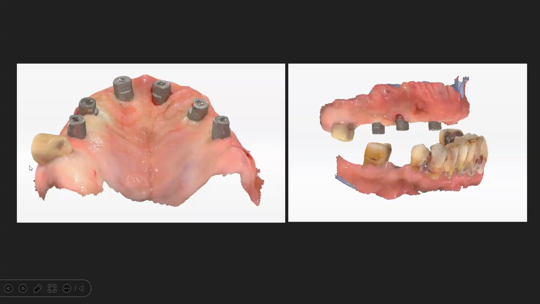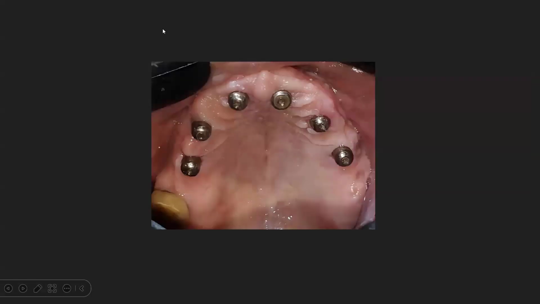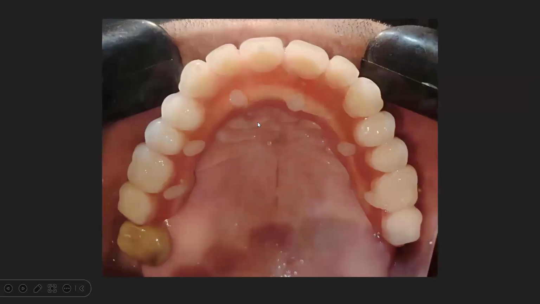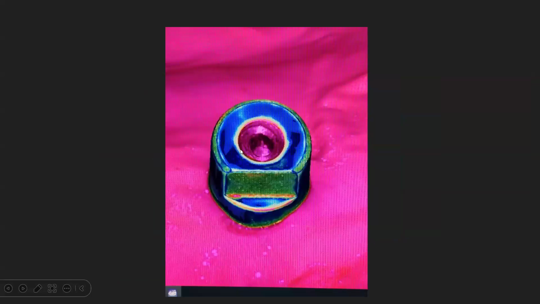You know you have no stitching, no stumbling in your optical path. You know you have a good impression. Then you send it to your lab, put your multi-unit healing abutments, and your lab delivers a prosthesis the second day. This is a very important step to assure that your lab has had a good superimposition, a good matching for your scan.